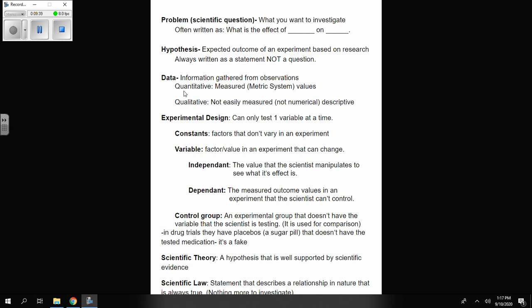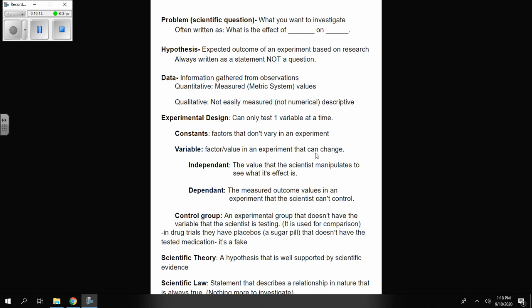Data, information gathered from observation. You have quantitative and qualitative. Quantitative is measured, like your metric system when we do labs and we're measuring. Qualitative is not easily measured. It's more descriptive. The experimental design: you can only test one variable at a time. You can only test one variable at a time. The constants are the factors that stay the same. The variable is the factor that changes.